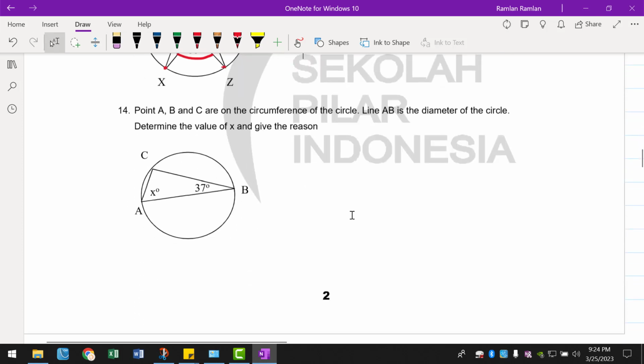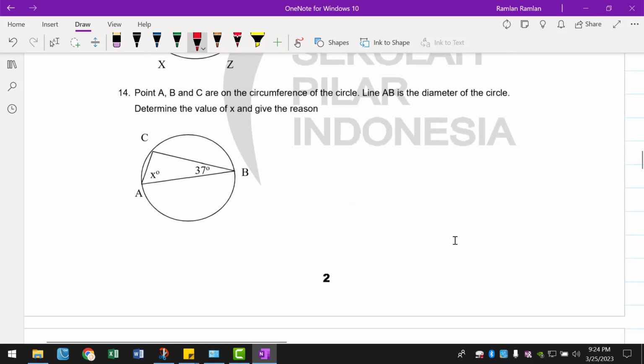Points A, B, and C are on the circumference of a circle, and line AB is the diameter of the circle. So this is going to be very crucial. Since we know that AB is the diameter, if point C is on the circumference, this is always going to be 90 degrees. Determine the value of X and give the reason. Angle C is going to be equal to 90 degrees because this is the semicircle, right? This is the semicircle, so it's always going to be 90 degrees over here.